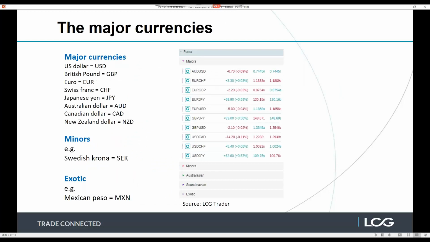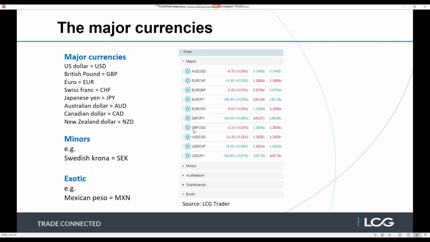So these are the major currencies, number one on the list being the US dollar. All these major currencies you can see listed here on the side basically have a 3-letter shortened version of their name, which is used in the currency quotes. So obviously you can see the US dollar and the British pound. And then you can see this is a grab taken from the LCG Trader platform. I'll show you that later in the presentation, as I mentioned.